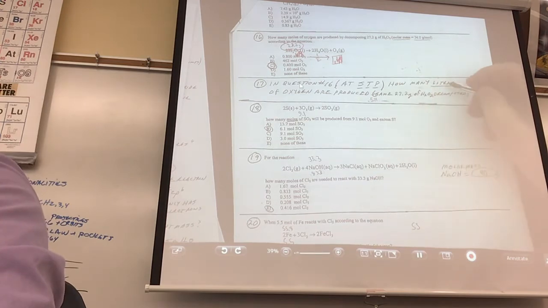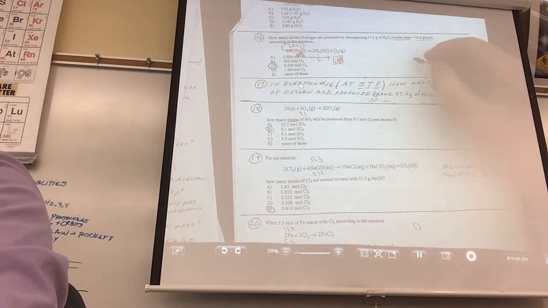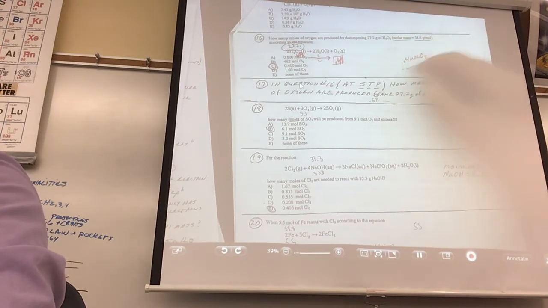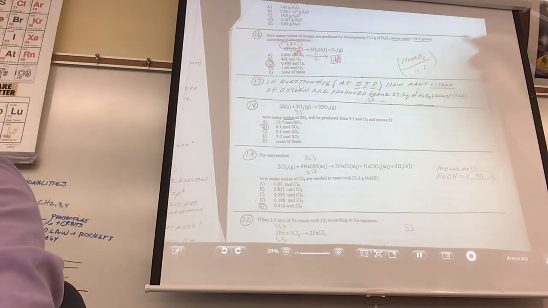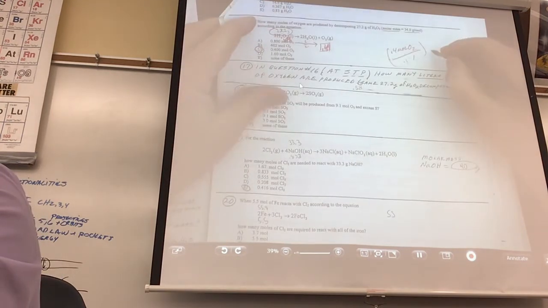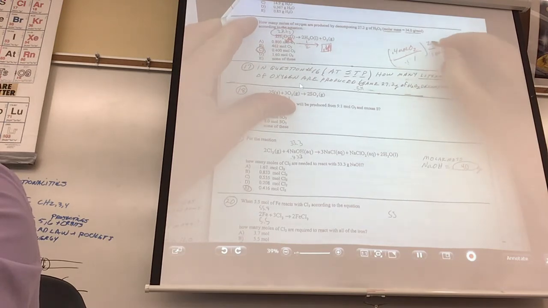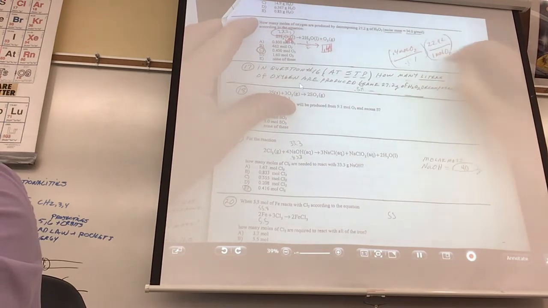Now, we're almost done. Let's look at this question. In question 16, how many liters of oxygen? What's the shortcut for that? You got 0.4 moles of O2. What's the shortcut? I'll do the long cut. Does anybody know the shortcut though? Like 1 mole of any gas is equal to 22.4 liters. What's the shortcut?